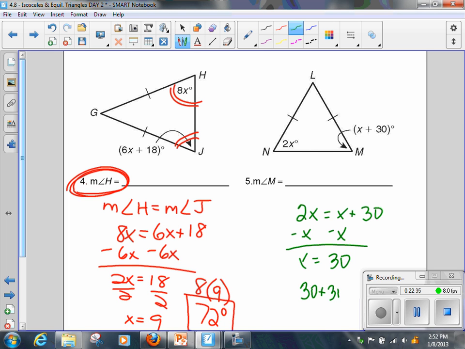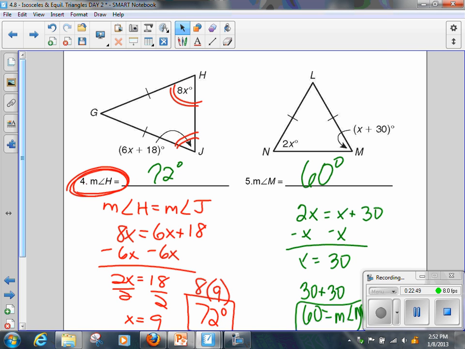30 plus 30, which is 60, which is the measure of angle M, right? How many of you have these answers for both of them? They're very, very good, y'all. Let's move on. Questions? Any questions?